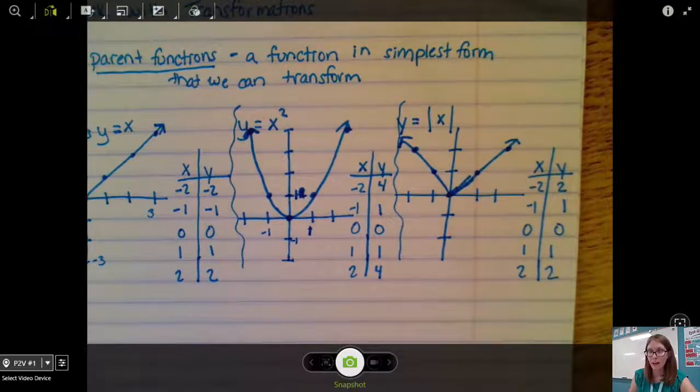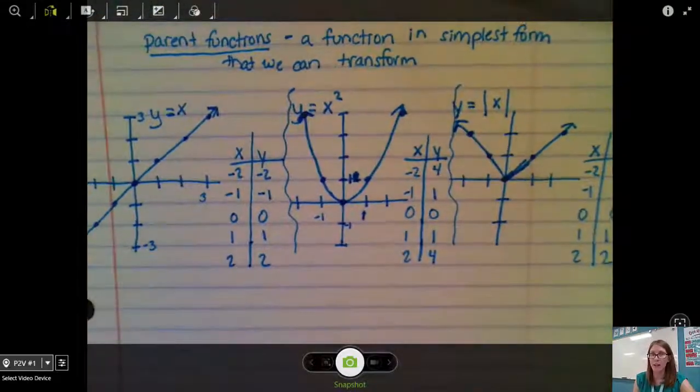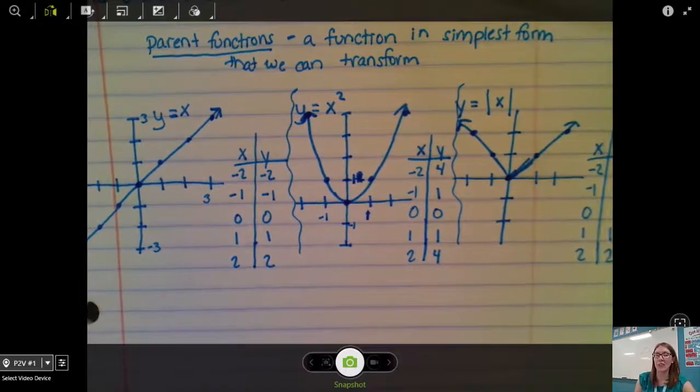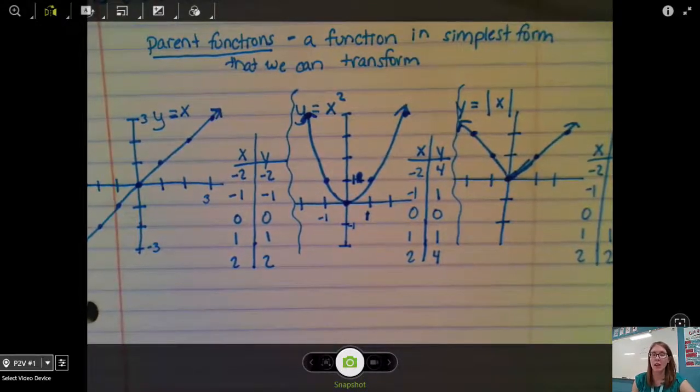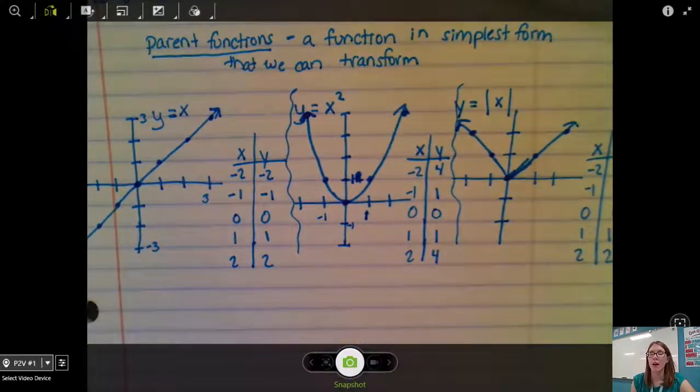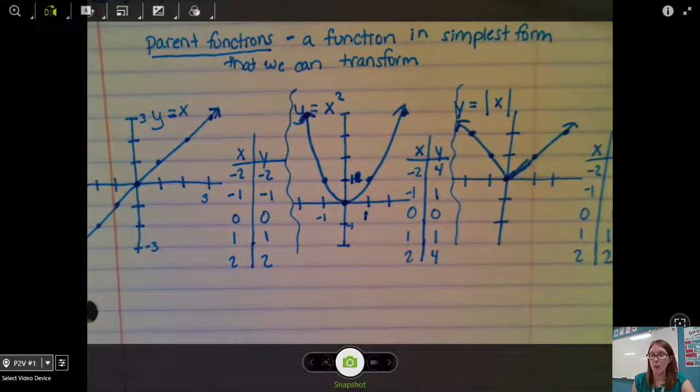Okay, so these parent functions are going to be very important as we learn about transformations. We can do all sorts of different things with these. We can translate, we can reflect, we can vertically stretch, vertically compress. All of those different transformations we can do to all three of these parent functions. So we will get into that with our next video.